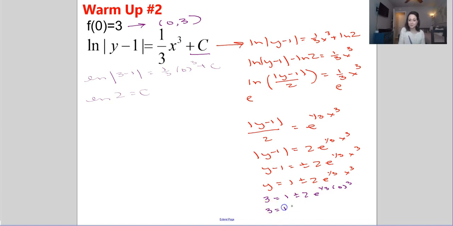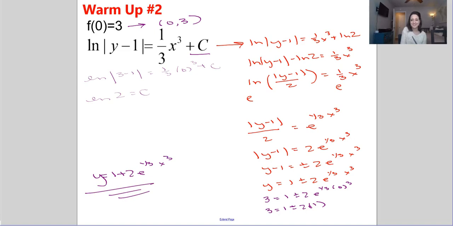So do we want 1 plus, that becomes a 1. Do we want 1 plus 2 times 1 or 1 minus 2 times 1? We want 1 plus to make this a true statement. So my final answer is y equals 1 plus 2e to the 1/3 x cubed.